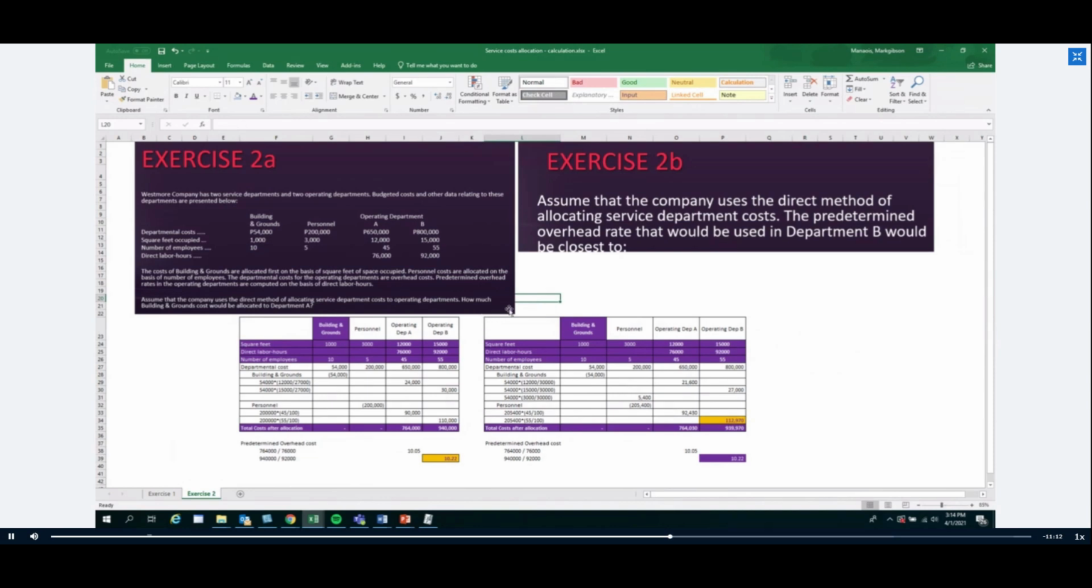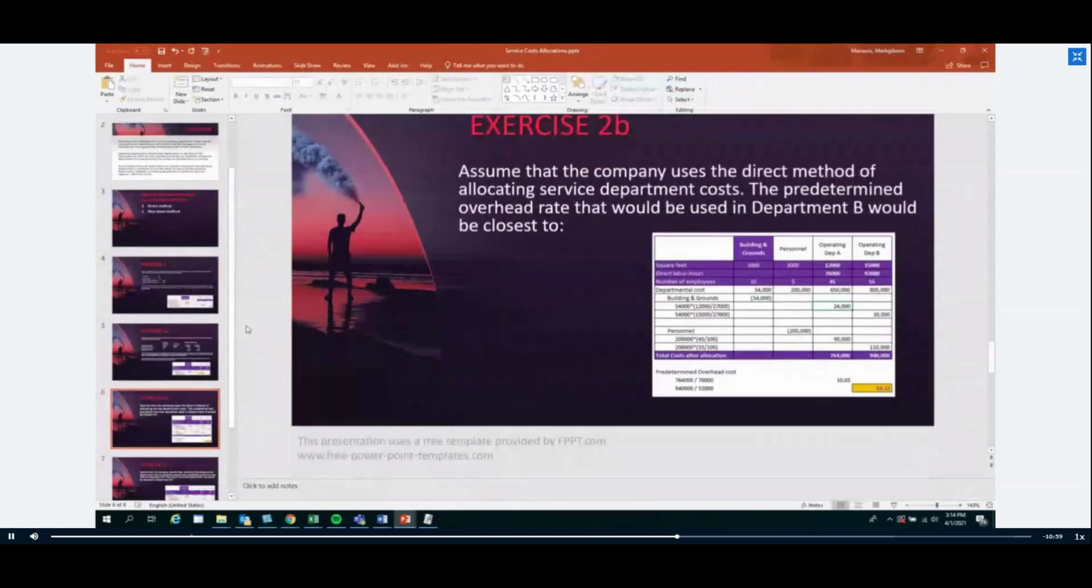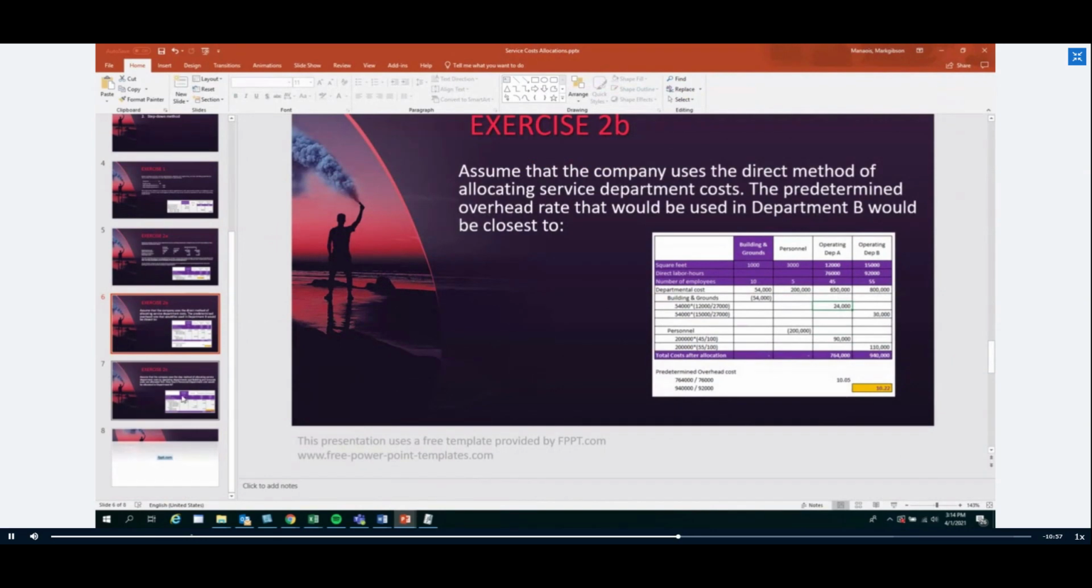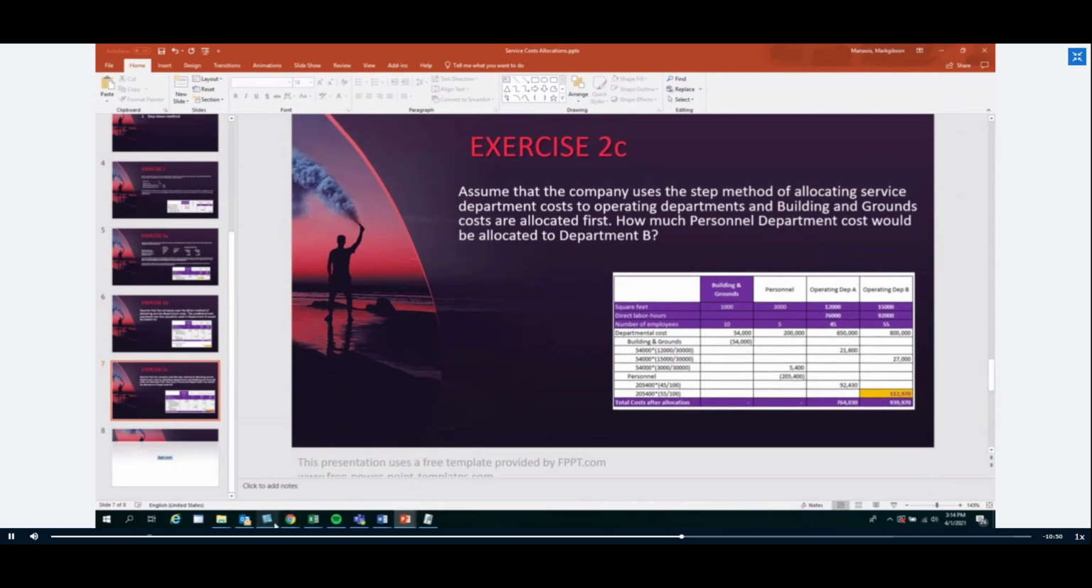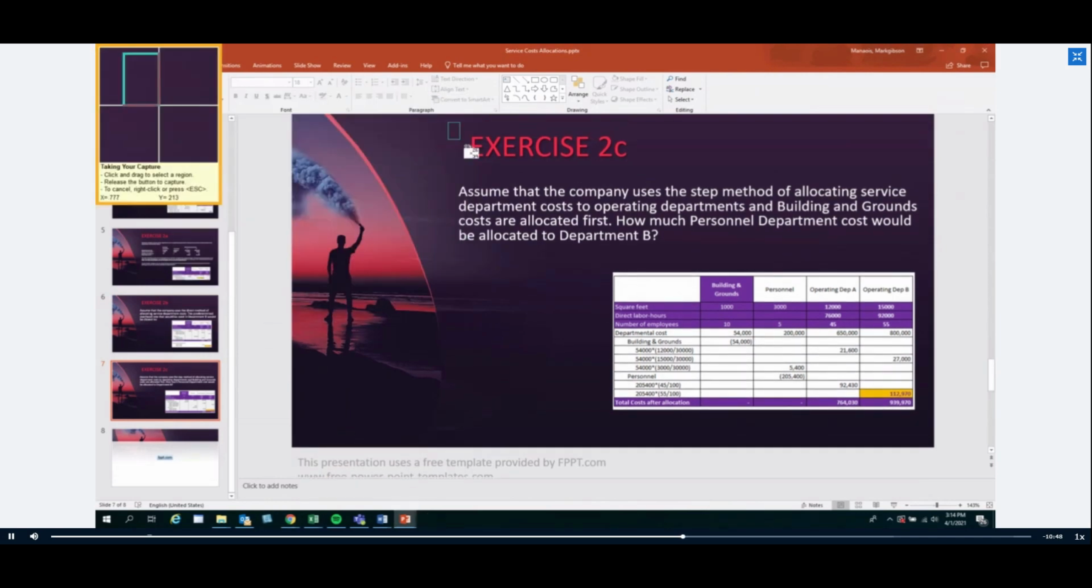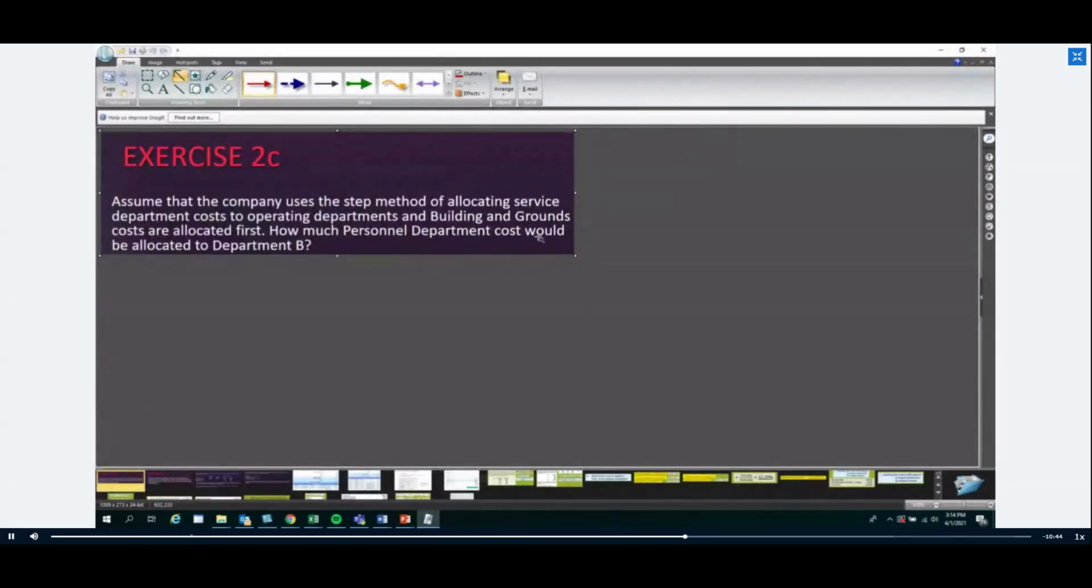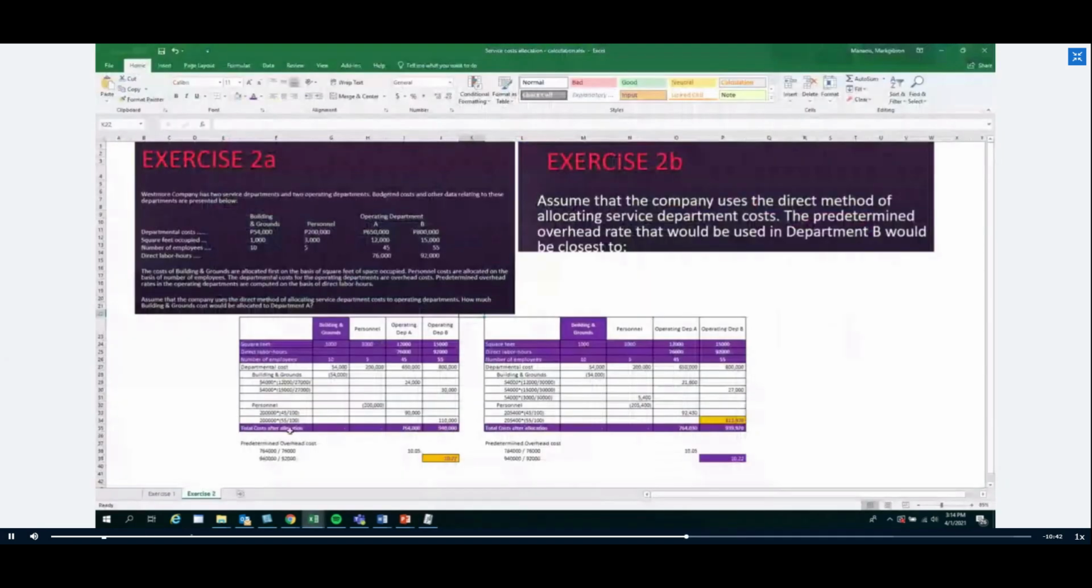So hopefully that's clear enough. So that would be your direct method of service allocation. Kasi ang susunod na natin is, of course, yung step method. Sige. Kunin ko lang ulit to. Tapos illustrate natin ng dahan-dahan.